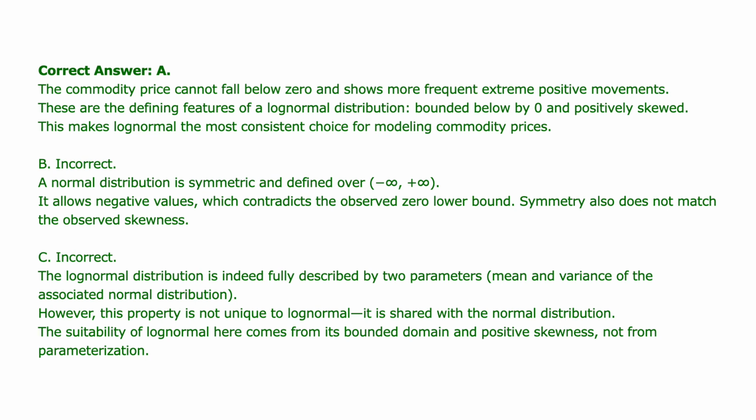Asset prices are bounded below by 0, which matches the observation that the price cannot fall below 0. The observation of extreme positive movements refers to the log-normal distribution being skewed to the right, having a long right tail, positive skewness. Unlike the log-normal, a normal distribution is symmetric and permits negative values, making it inconsistent with the observed price behavior.